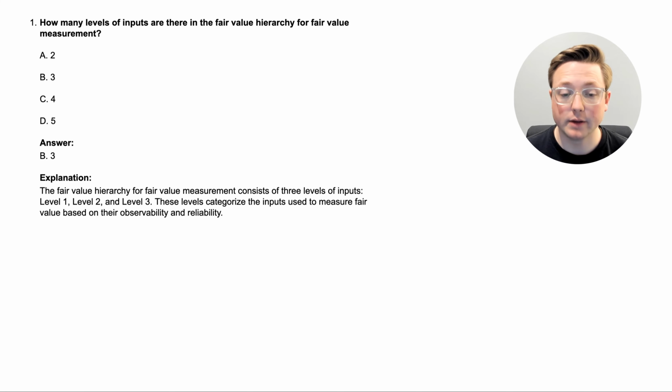The fair value hierarchy for fair value measurement consists of 3 levels of inputs, level 1, level 2, level 3. These levels categorize the inputs used to measure fair value based on their observability and reliability. So again, that's the basic idea there. We're going to be covering 3 different levels in the fair value hierarchy. Now let's go to the next question to start learning about them.